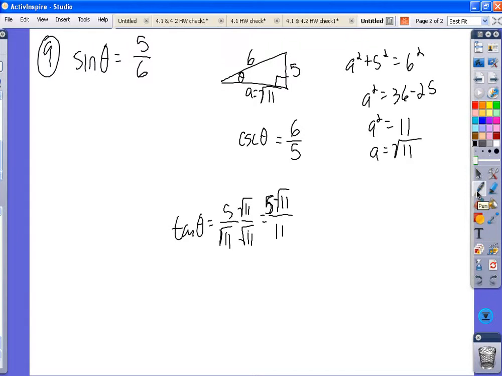But they also sent a rocket to the moon, so I think we can forget about that. So the tangent is 5 square root of 11 divided by 11.